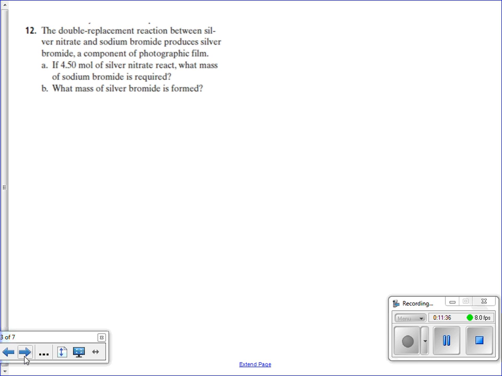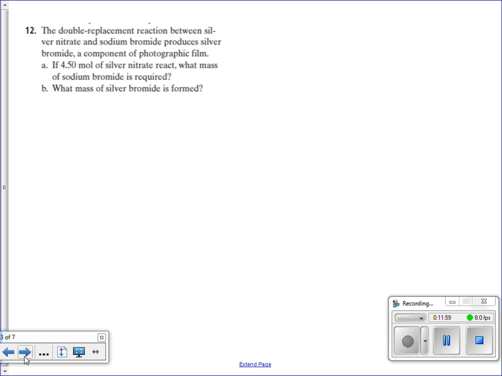All right. I'm going to skip 10 and 11 because you're doing the same steps as previous problems. Number 12, the double replacement reaction between silver nitrate and sodium bromide produces silver bromide, a component of photographic film. All right. So we need a balanced reaction.